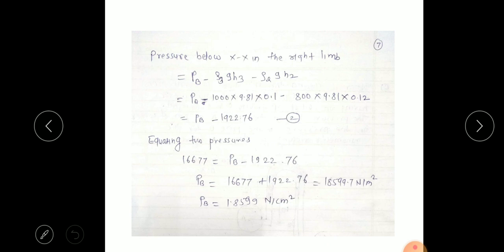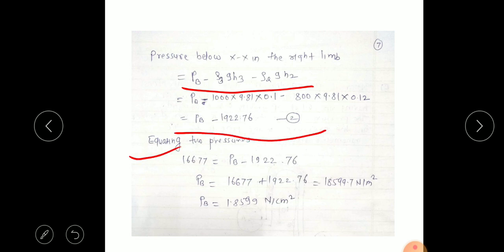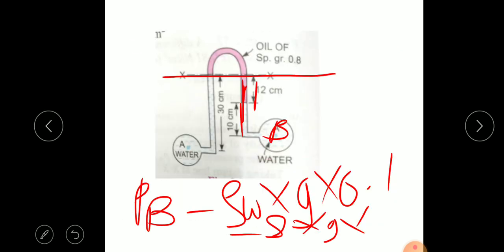And in the right limb, subtracting this, we get PB is unknown, so equation 2. Equating these two equations we can find PB is equal to 18,599 Newton per meter square, and we can convert it into centimeter square by multiplying by 10 raised to minus 4. So we get PB as 1.88 Newton per centimeter square.